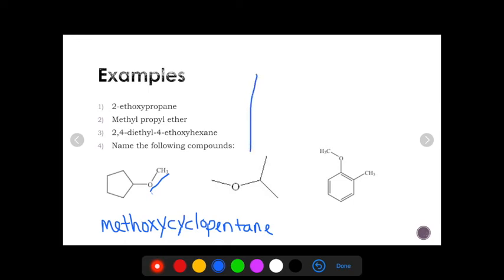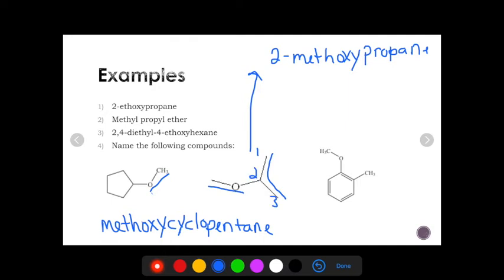This one here, I'm going to name up here. So we have another methoxy right here. And then we have propane right here. So this is going to be 2-methoxy, because our parent chain is the propane. So 2-methoxypropane. So you can number this 1, 2, 3, or the other way.